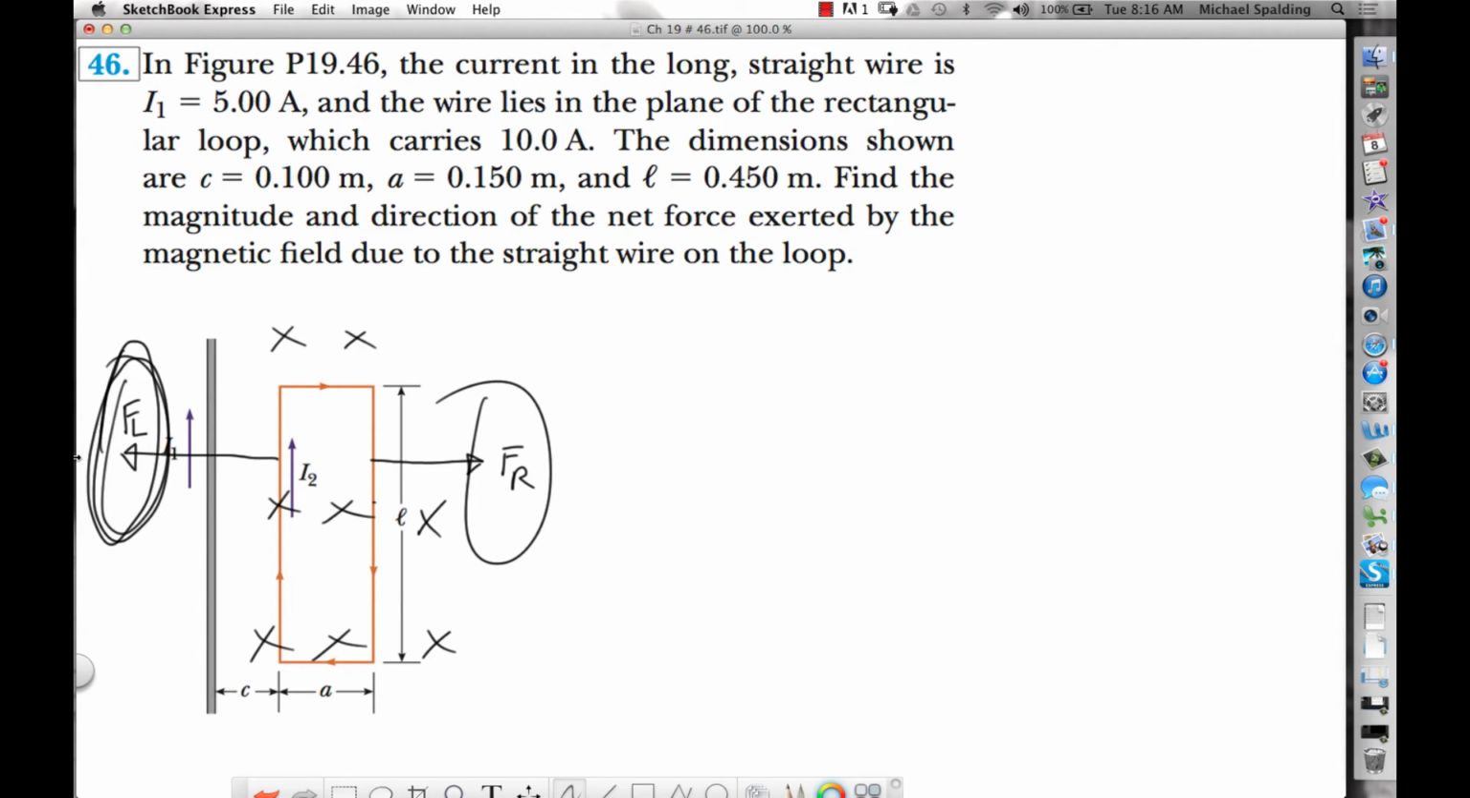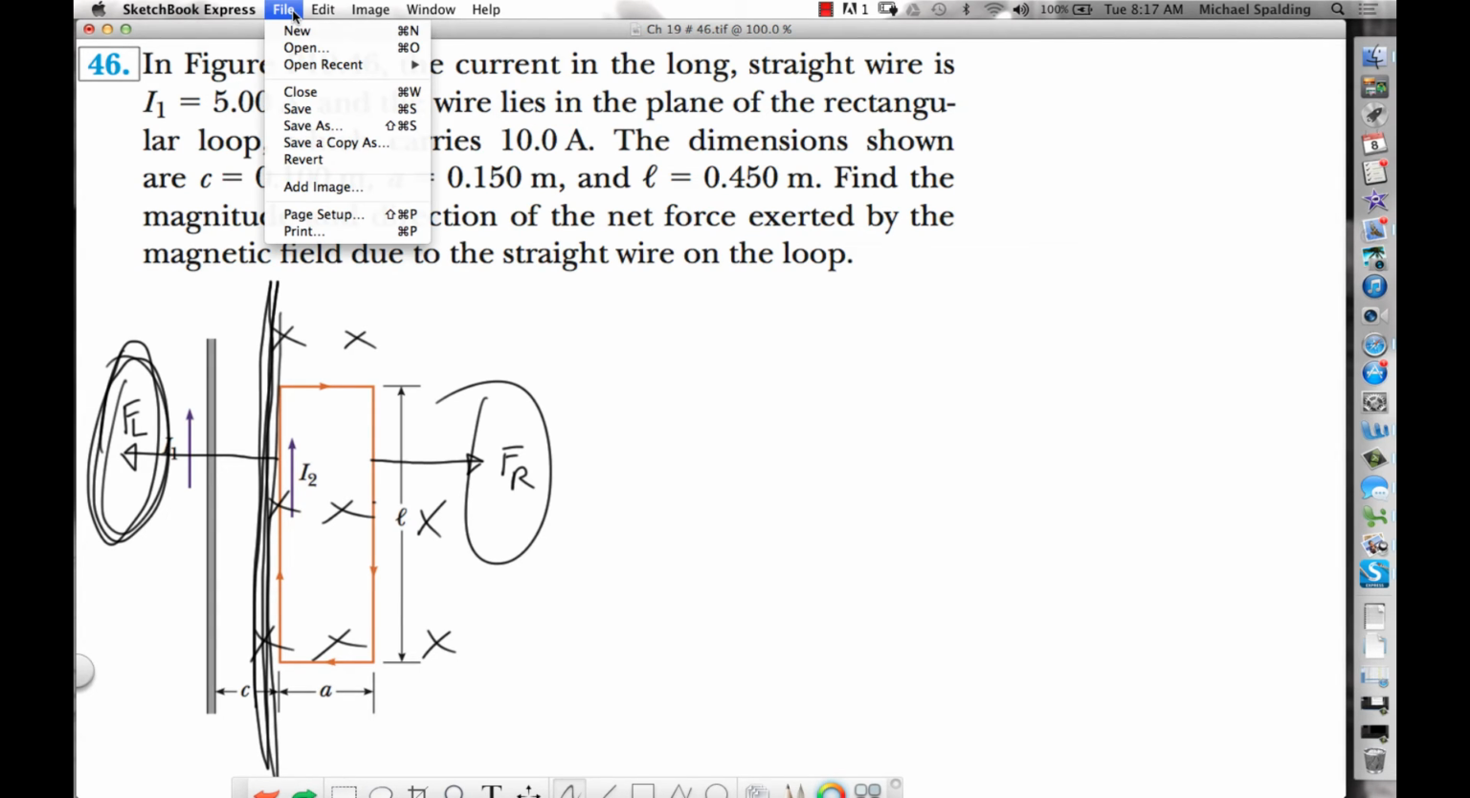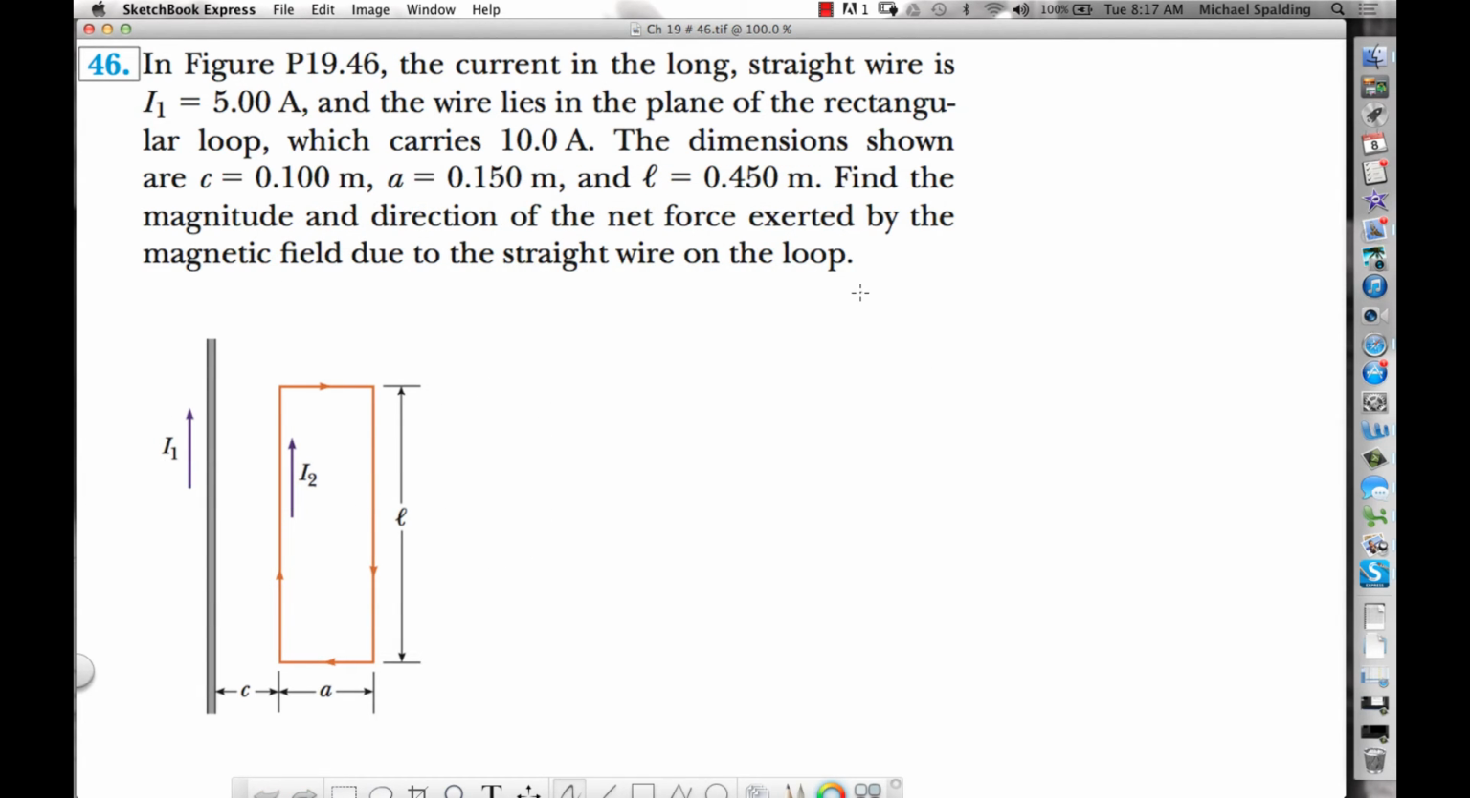For one reason: the magnetic field in this region right here is stronger than it is over here. Why is the magnetic field stronger in this region? Because it's closer to the source of the magnetic field. So here's what we've got to do. Let's actually solve this now. We've talked about the theory, so let's actually do it.